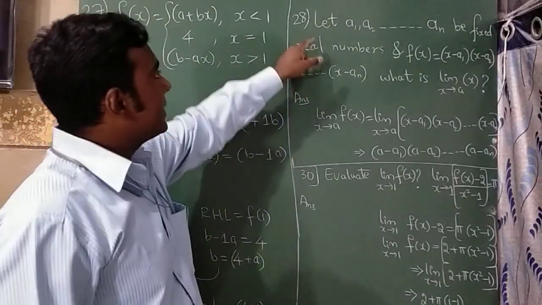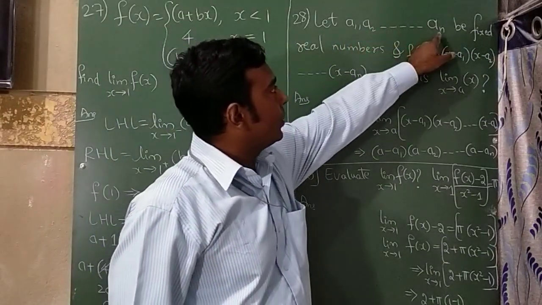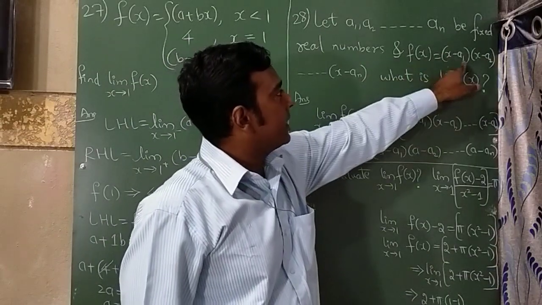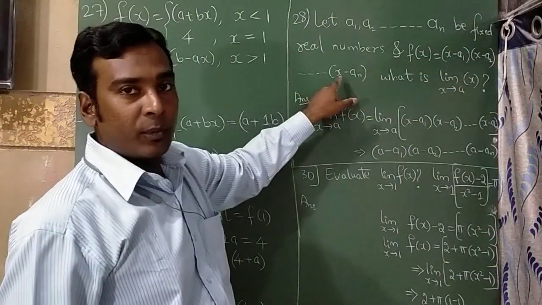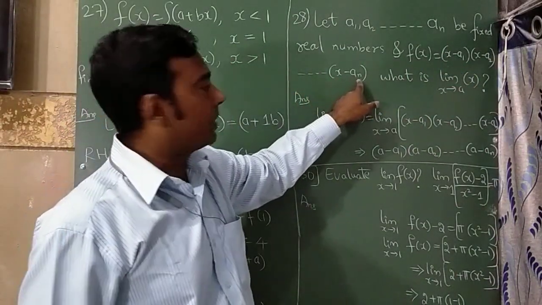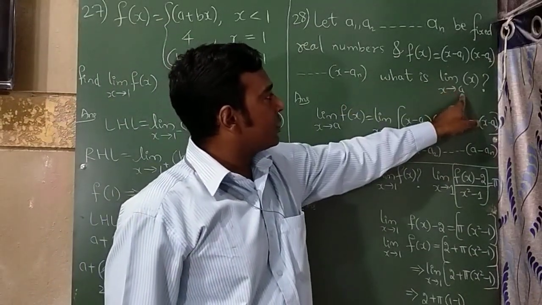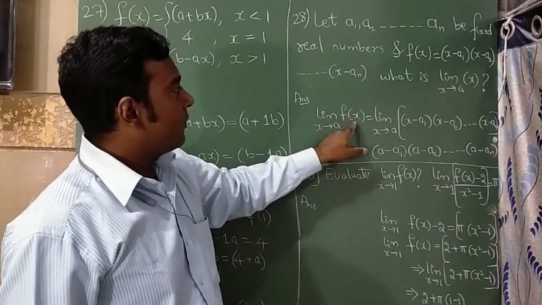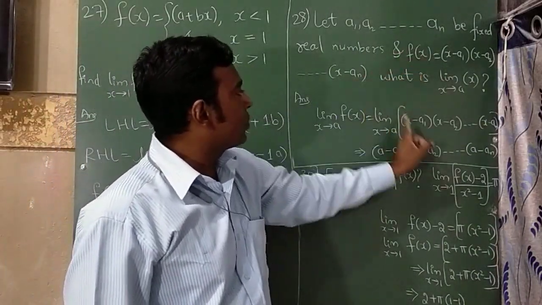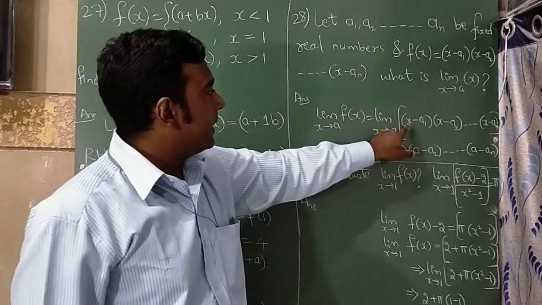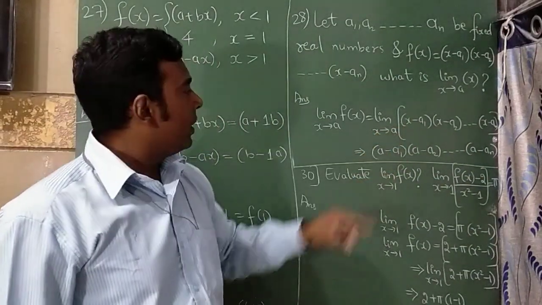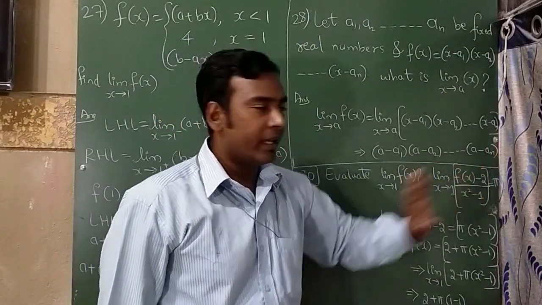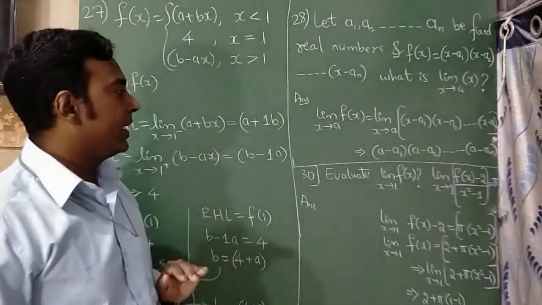So 28th question is, let a1, a2 so on up to an be the fixed real numbers, and f of x is x minus a1, x minus a2 so on up to x minus an, that is nth term. What is the limit x tends to a of f of x? So limit x tends to a, f of x is equal to, I have written this question here. Where there is a x, I have substituted a. So a minus a1, a minus a2, a minus a3 so on up to a minus an. So this completes the 28th question.